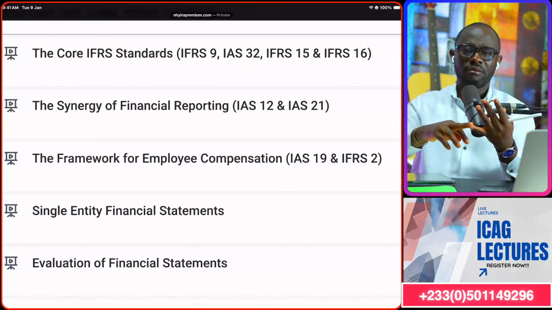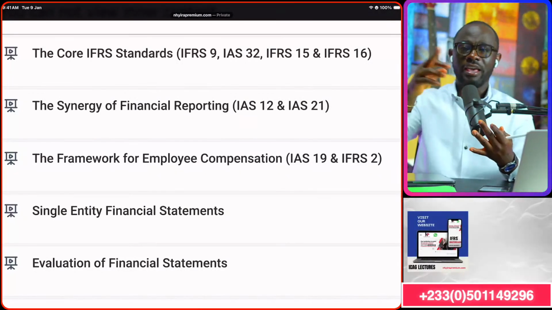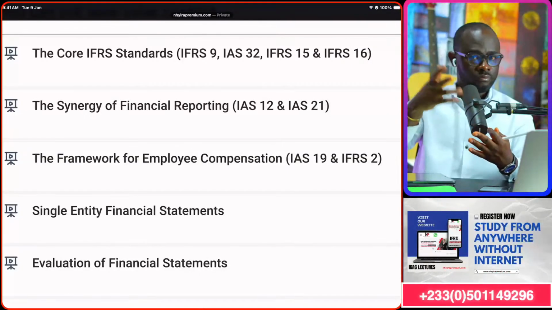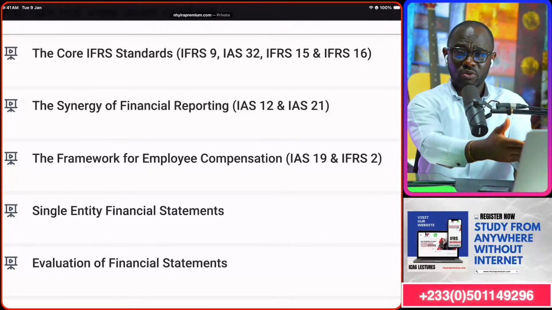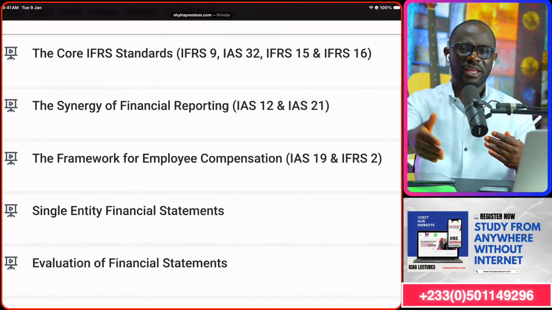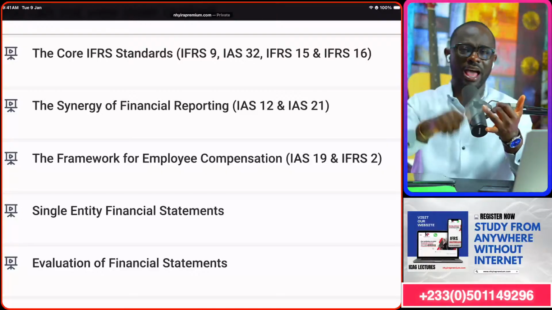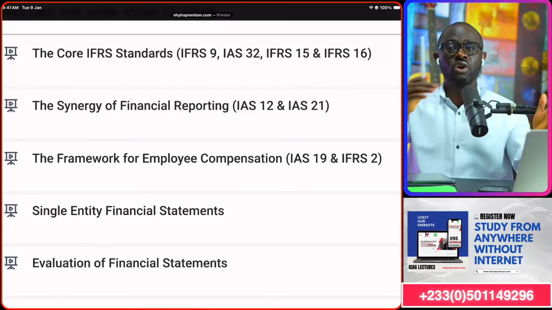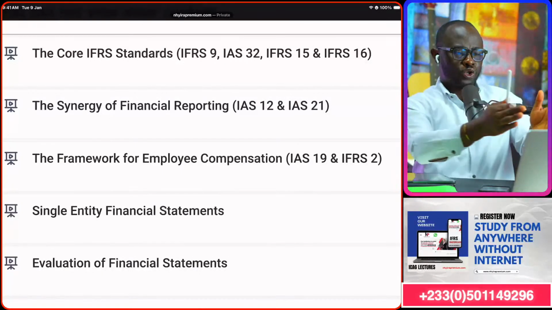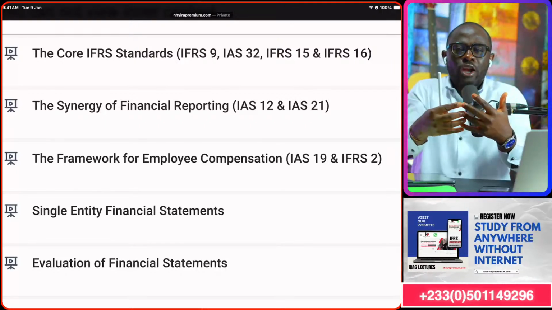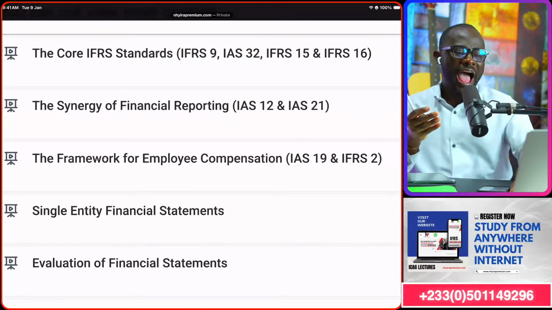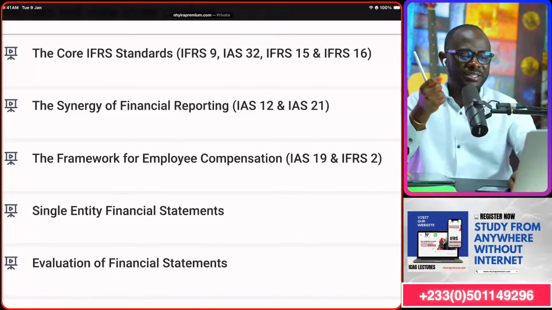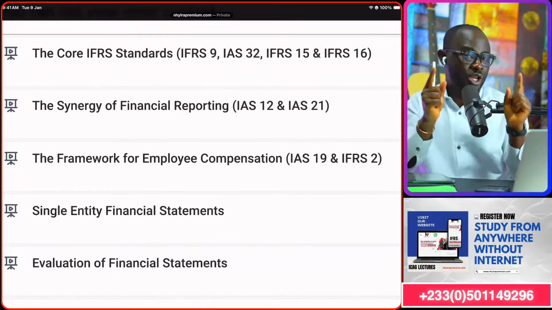IAS 21 has a relationship with IAS 16, IAS 40, IAS 2, and various other accounting standards. Same thing happens to IAS 12. There are tax implications on IAS 16, IAS 40, IAS 2, and various other things. So these two standards are not just on their own. So you cannot just say, oh, I have learned everything about IAS 12 and I understand it. No.